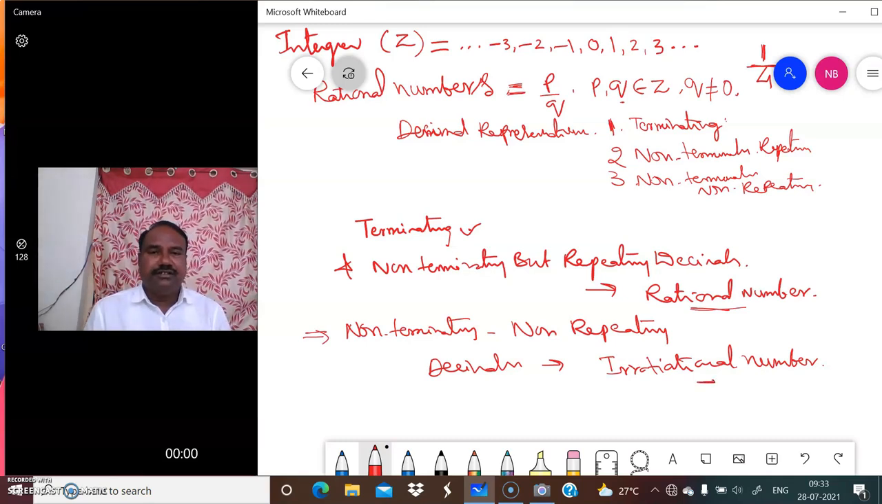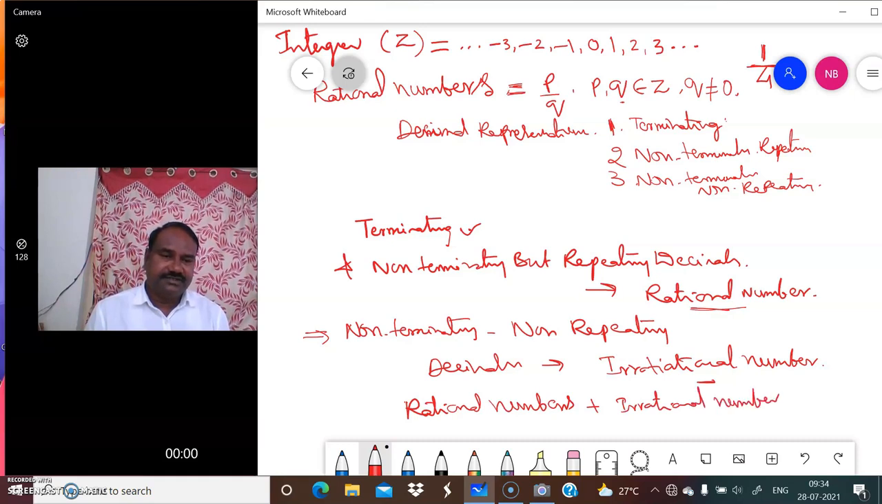Now all these numbers, the set of natural numbers, whole numbers, integers and rational numbers, all these belong to real numbers. So here, rational numbers plus irrational numbers, rational numbers and irrational numbers together are called real numbers. So you may get a doubt, are there any numbers which are not real?